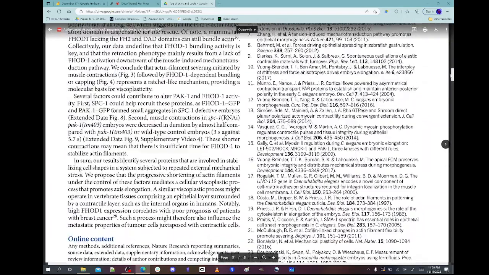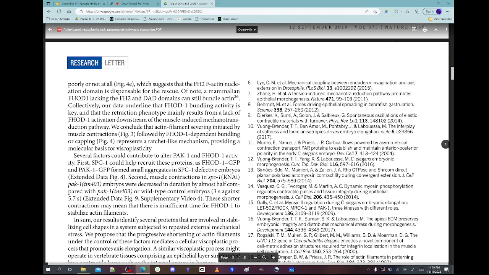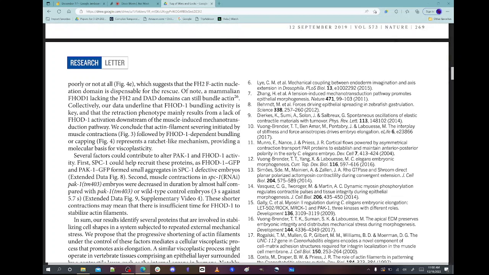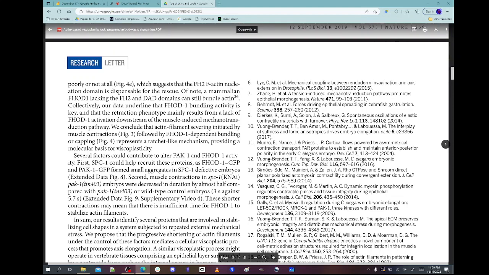And so in conclusion, they're investigating the different factors that might involve a breakdown of this ratchet mechanism. Some of it involves the failure of actin bundling and things like that. There's also activation of the muscle-induced mechanotransduction pathway that could be affected. We conclude that actin filament severing initiated by muscle contractions, followed by FHOD1-dependent bundling or capping, represents a ratchet-like mechanism, providing a molecular basis for viscoplasticity.